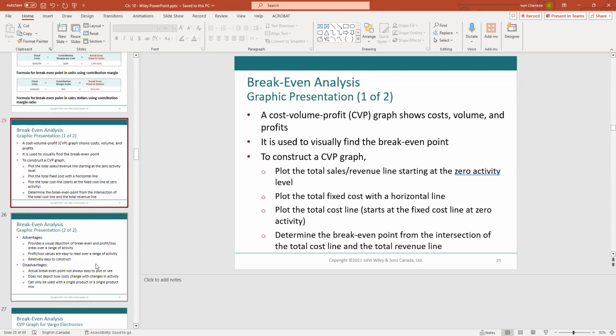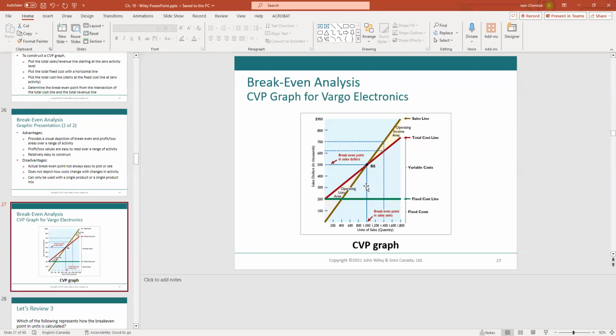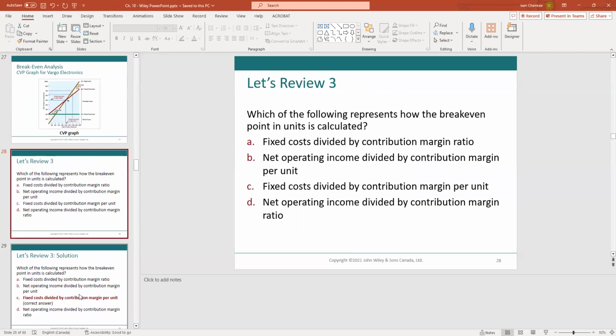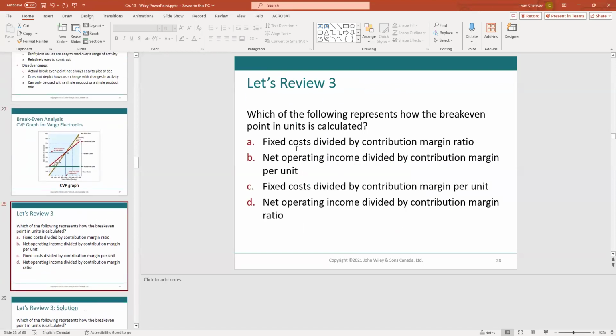The graphic presentation looks like this, the one that we saw in class. Fixed cost is a fixed cost. Once the sales start, variable cost also starts, until the sales reach the point at which they cover the fixed cost and the variable cost. Once they cover the total cost, now you're in the profit area. So which of the following will represent how the break-even point in units is calculated?